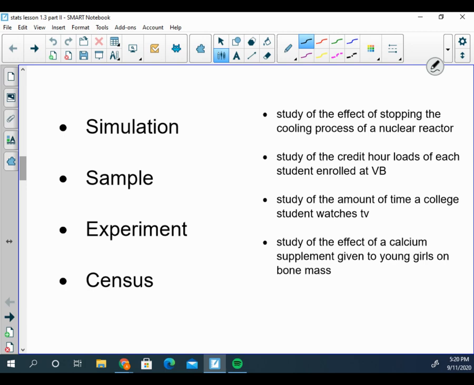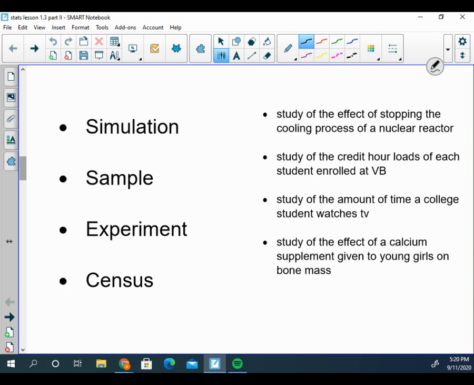Here on the left, I've got 4 different types of collecting data. Here on the right, I've got 4 different situations. Take a second, pause the video, write these down, and see if you can figure out which definition or situation should go with which type of data collection.